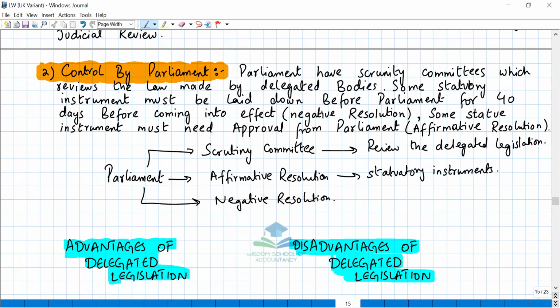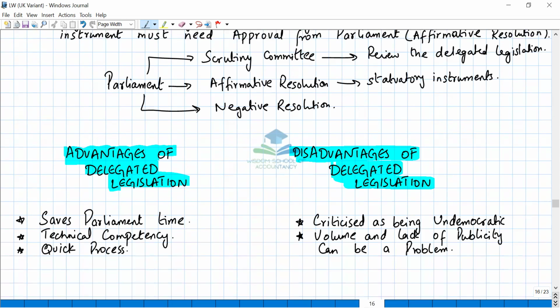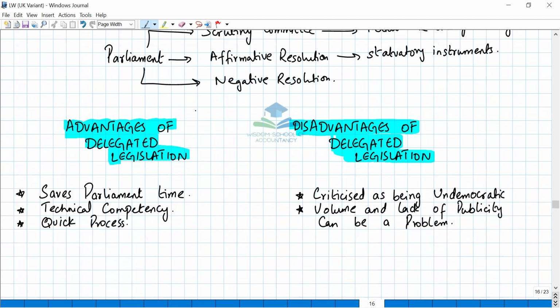Have you got the difference between the affirmative and negative one? And then the scrutiny committee can review the delegated legislation, the law created by them. So these are three types of control by the parliament. Clear? Now, what are the advantages and disadvantages of delegated legislation?